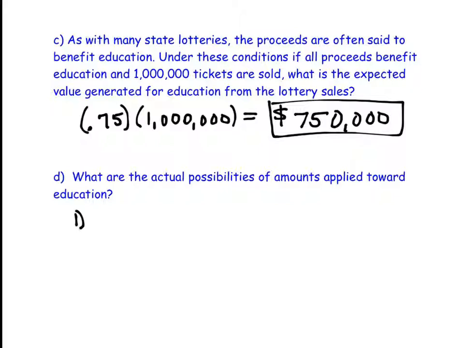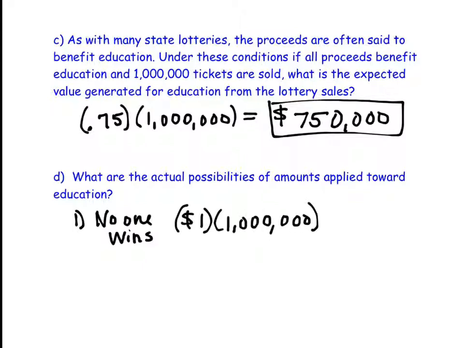So one possibility is that no one wins. So if no one wins, and they all paid $1 to play, and 1 million people played, how much money did the state make? $1 million, right? So this is my $1 for my ticket. This is the 1 million tickets that we sold. So this means that when no one wins, the state actually gets $1 million. And that's what really happens. No one wins, state gets $1 million.